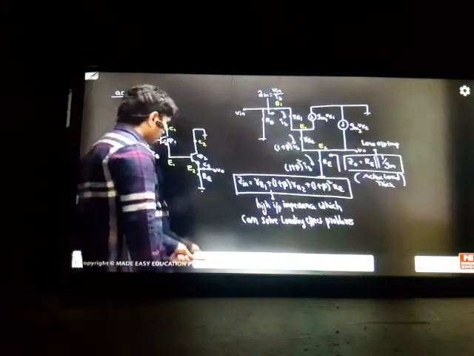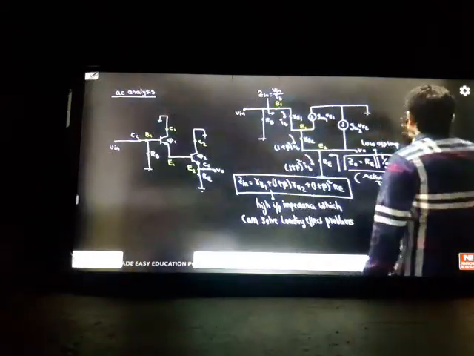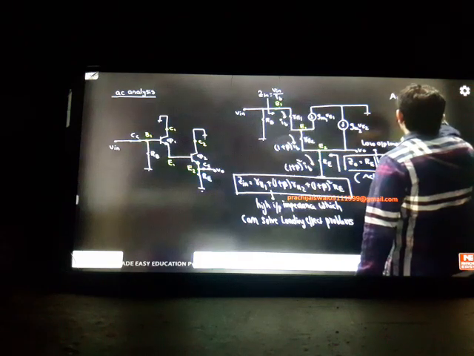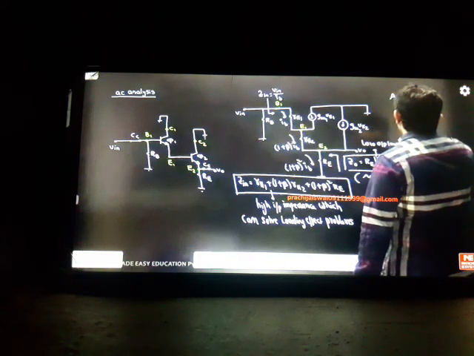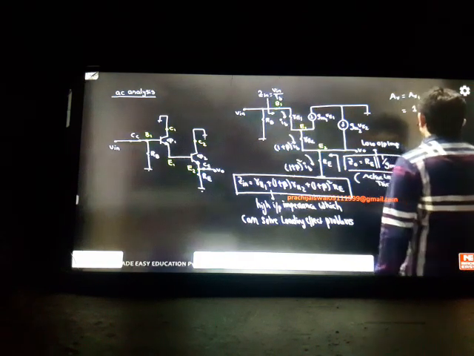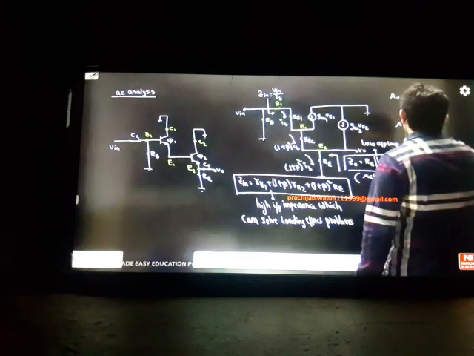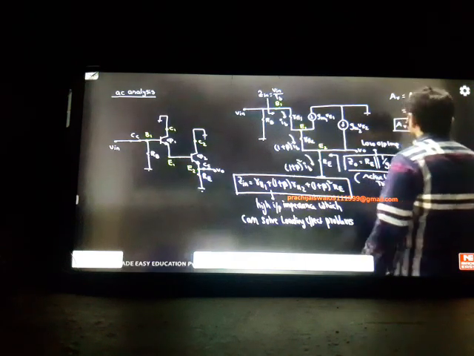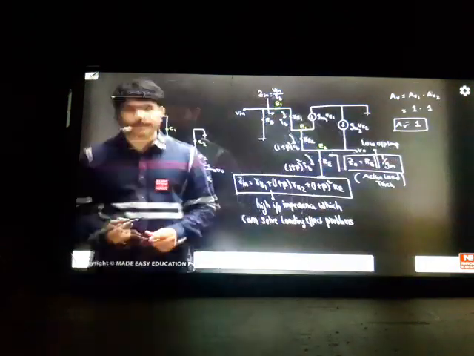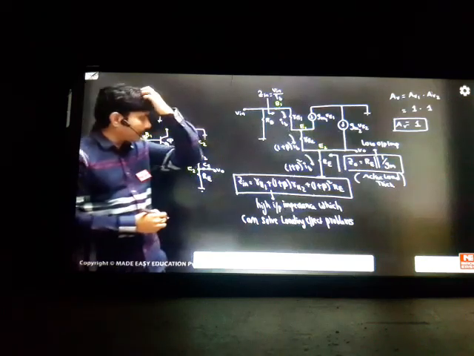Two more issues I can write here. What is the gain of this concept? Gain AV is equal to AV1 into AV2. It's two buffers for us, both are voltage buffers. So AV is coming to be 1. If you take two buffers, you'll get one only. If you take three buffers, you'll get one only. So the voltage gain is close to unity.